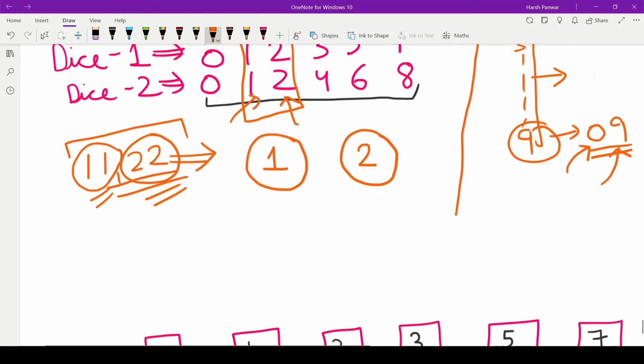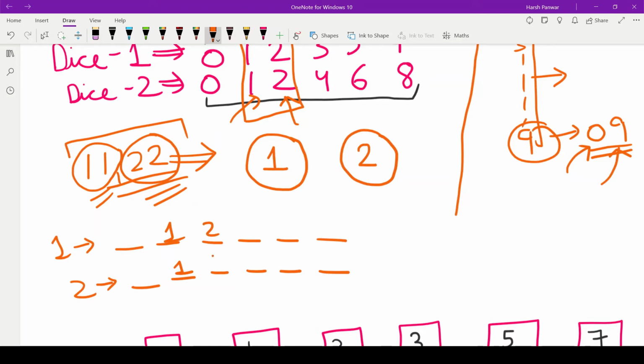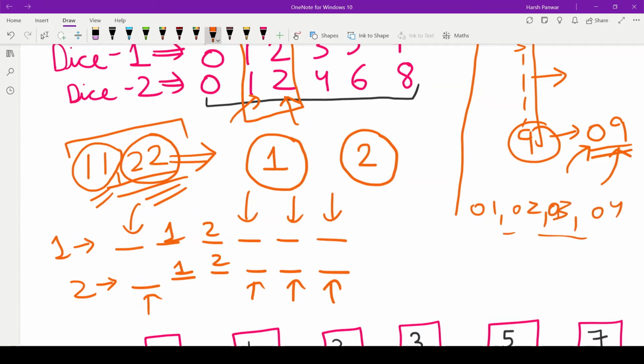Now, since in a dice there are six faces, let's say these are the six faces 1, 2, 3, 4, 5, 6 of dice 1, and these are the six faces 1, 2, 3, 4, 5, 6 of dice 2. We have already fit 1 and 2 on these positions. So we have 4 vacant spots in dice 1 as well as dice 2. Now we have to represent some single digit dates, for example, 01, 02, 03, 04, and so on up till 09.